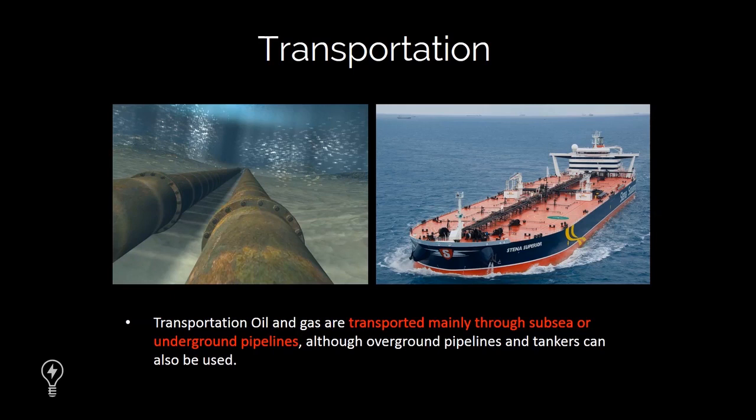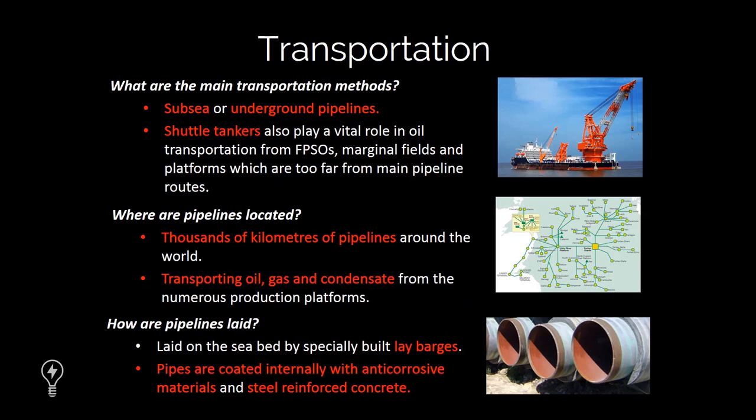Effective transportation of oil and gas is a vital stage of the process. It can involve huge capital investment. Now, oil and gas are transported mainly via subsea or underground pipelines, although sometimes overground pipelines and shuttle tankers are used. Now, let's address a few key points on the transportation of oil and gas. We've said that the main transportation methods are via subsea or underground pipelines, and that sometimes shuttle tankers are used.